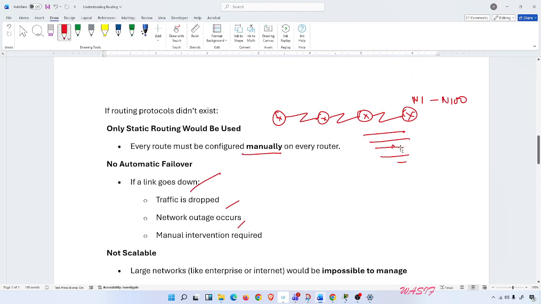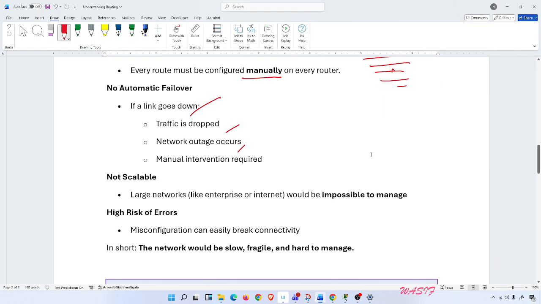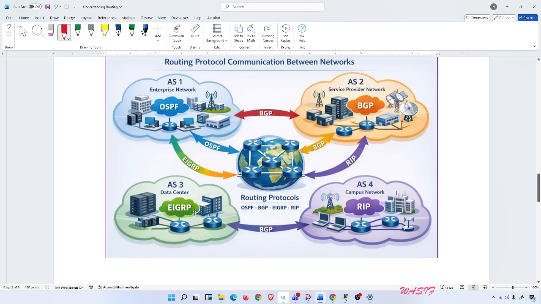Okay, and what happens if we have thousands? It is highly likely you will misconfigure somewhere out of these routers, and it will end up breaking your whole network. Or every time you make a change, if it is a misconfiguration or something like that, it will break the whole network.